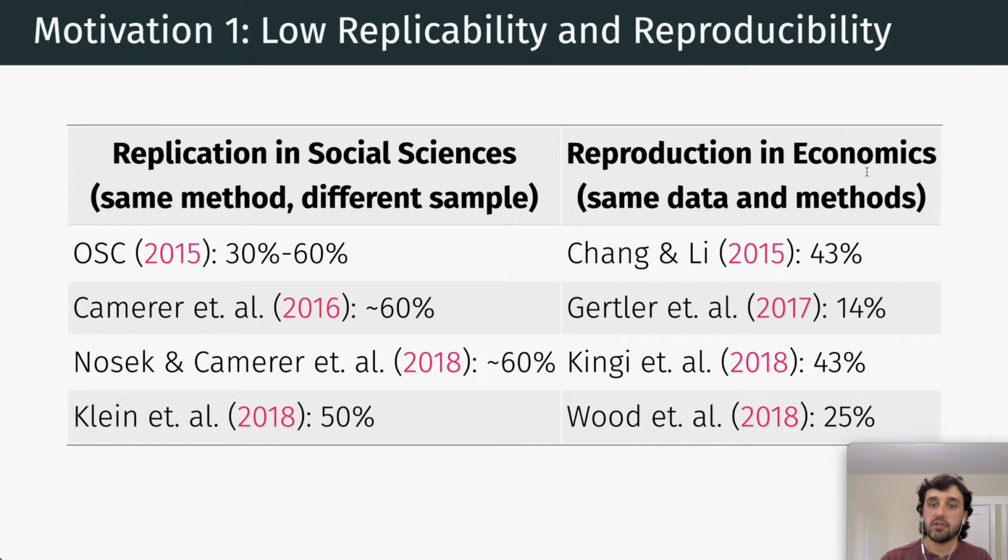But for our purposes, the most important motivation here is on the right-hand side. In terms of computational reproducibility, again the exercise of using the same data, same code, and hoping to get exactly the same results, the rates are alarmingly low, in the sense that we should be aiming for something like 100% in an ideal world.